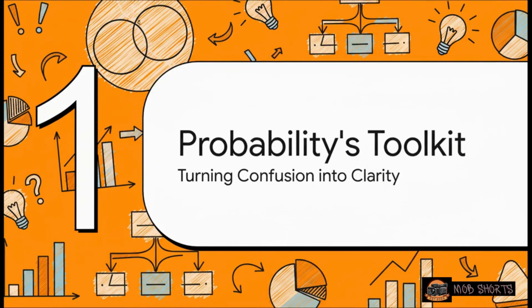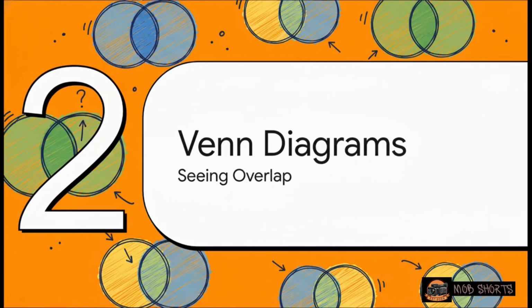First up, the toolkit itself, and how we're going to use it to turn all that confusion into some real clarity. And we are going to start with an old school classic you probably remember from math class, Venn diagrams. These things are absolutely perfect for seeing where things overlap.